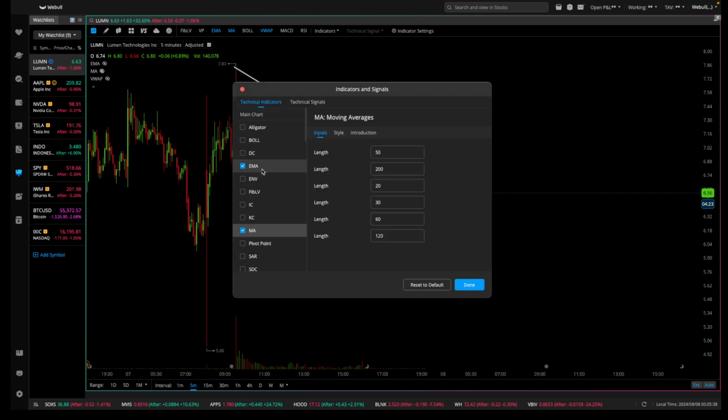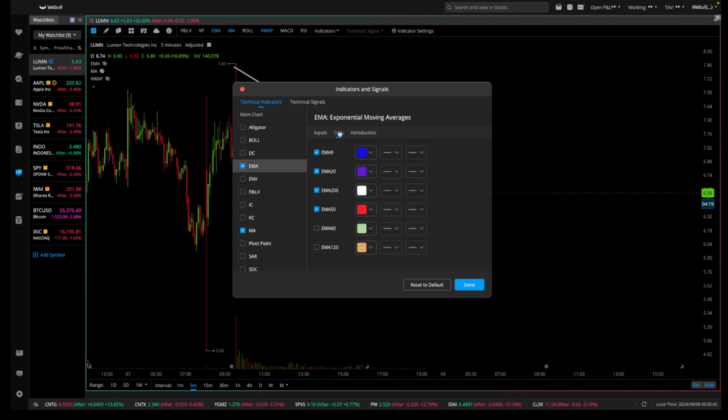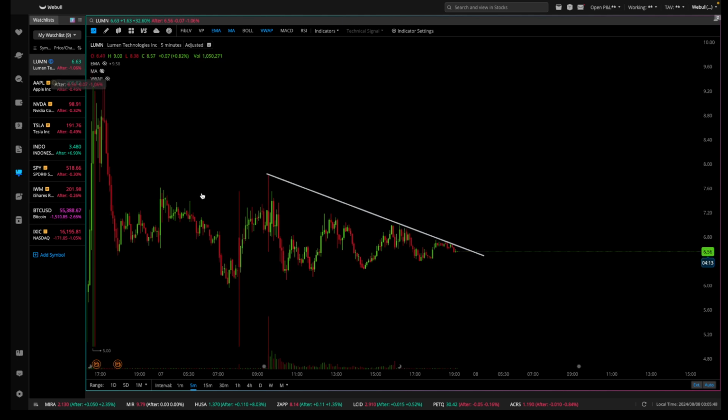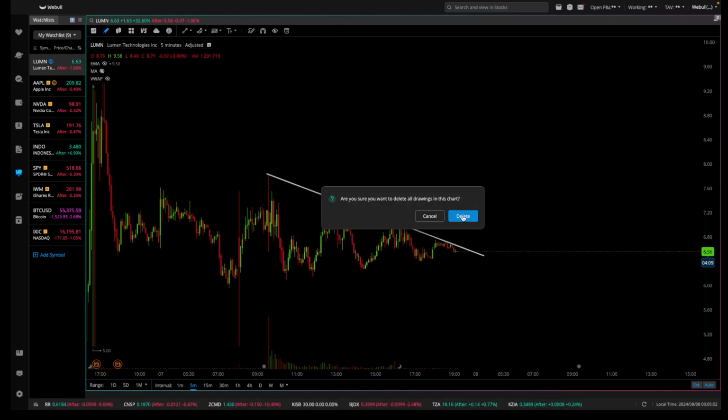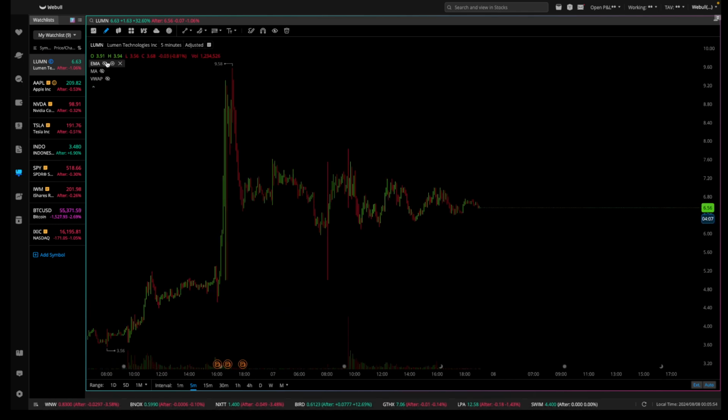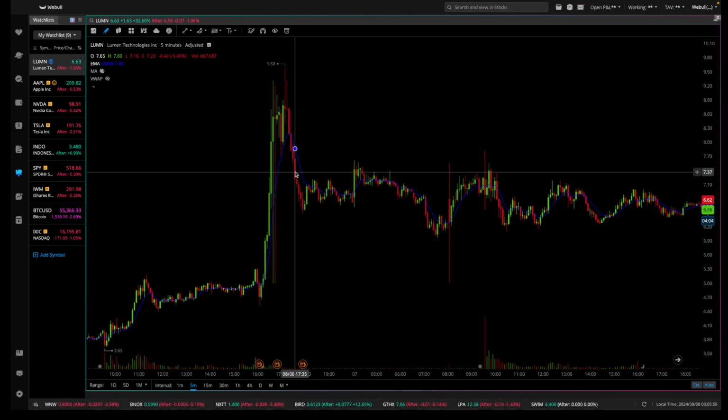So this is how you could set it up on Webull as well. Just go to indicator settings, go to your EMAs, introduction, style. So let's start off with the EMA9. Done. So we start off with LUMN, and this is a trade that's been running for the last few days. It's been a nice runner. Let's just turn our EMA on, and there you go.